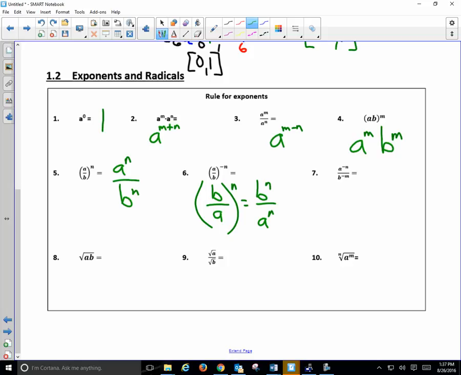All right, next one. If you have negatives, again, you move them to where they're not. So b to the m over a to the n.